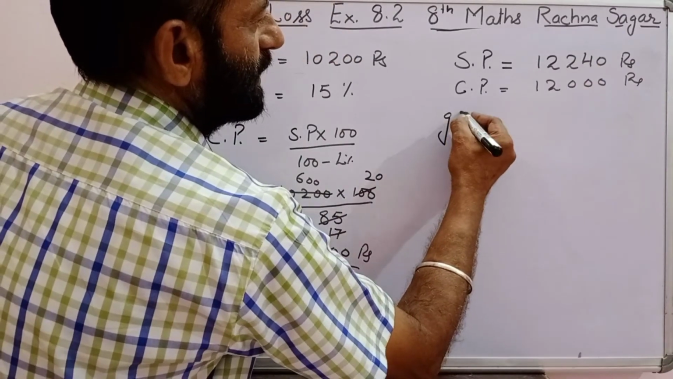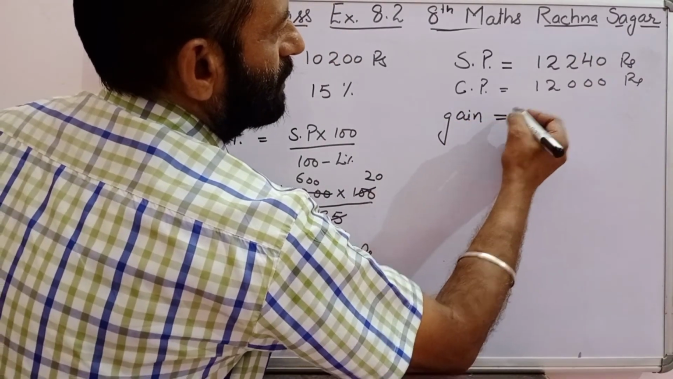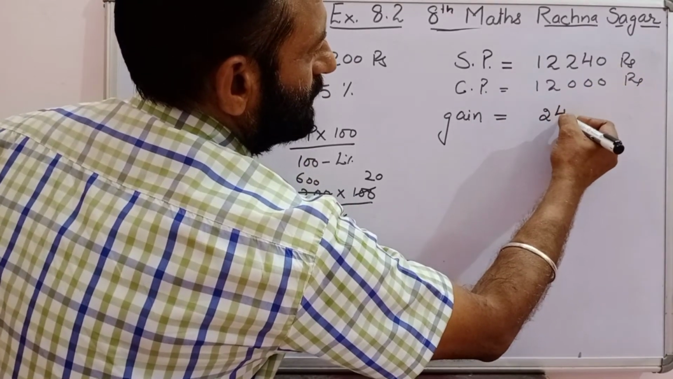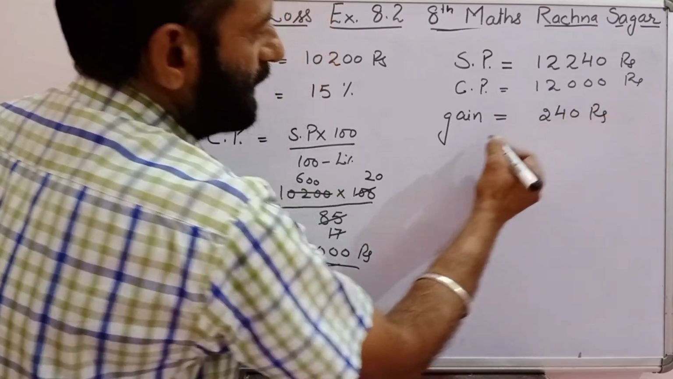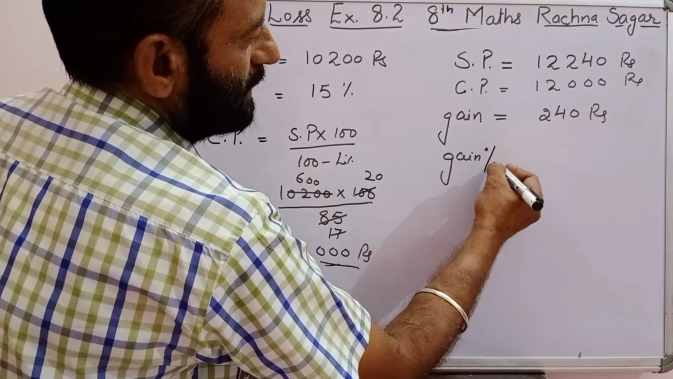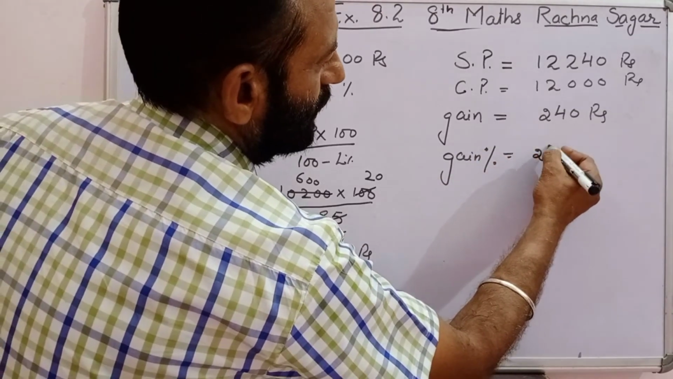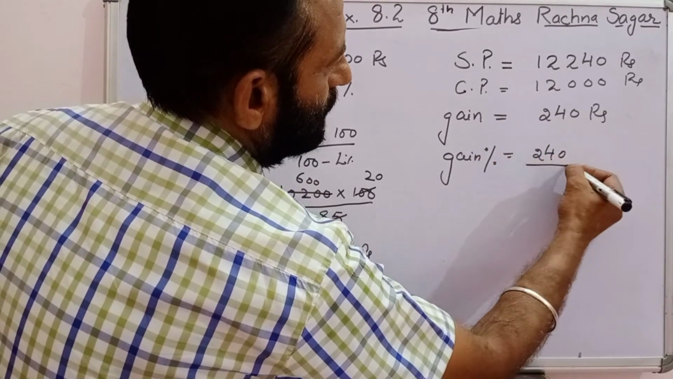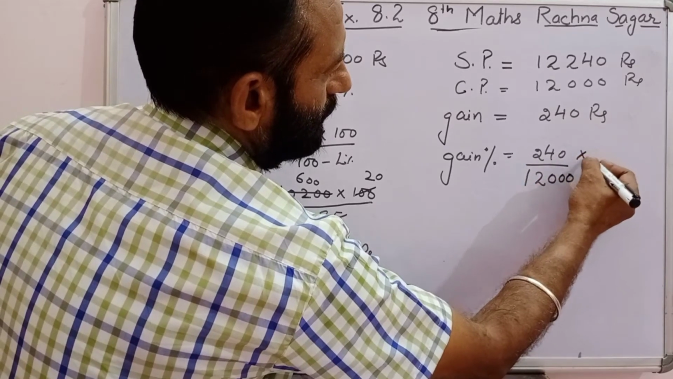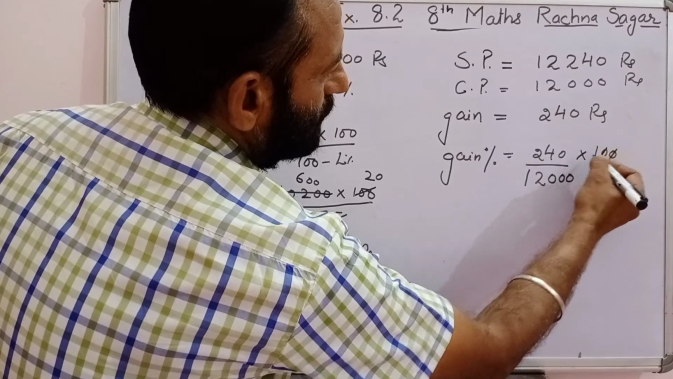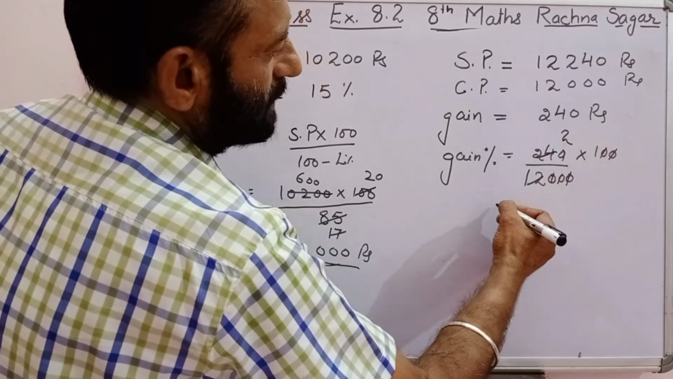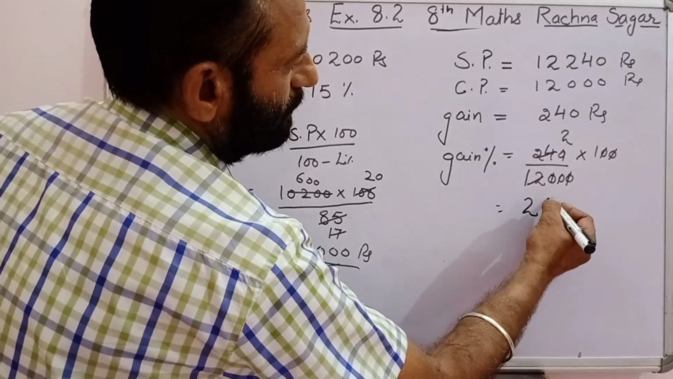So there is a gain of 12,240 minus 12,000, that is 240 rupees, and gain percent. We know that gain percent is equal to gain 240 over CP, that is 12,000, into 100, and it comes out to be 2%. So there is a gain of 2%.